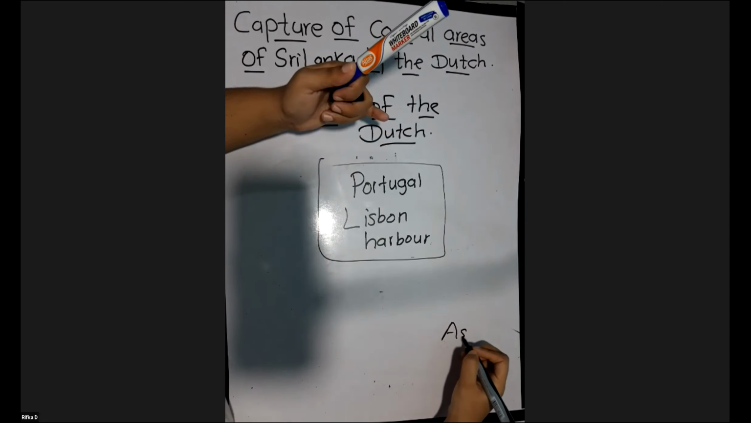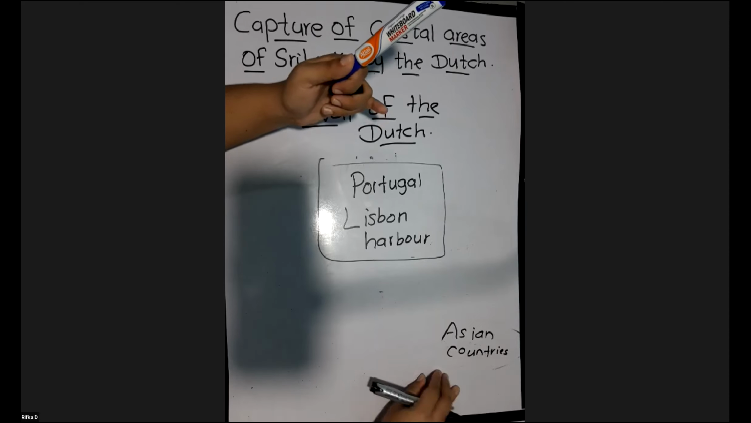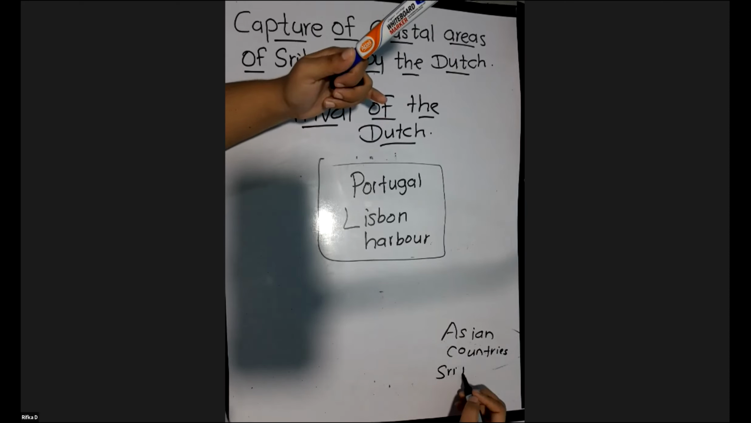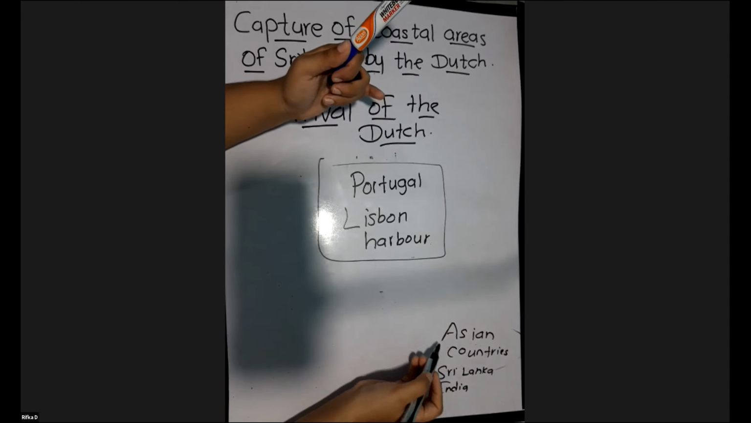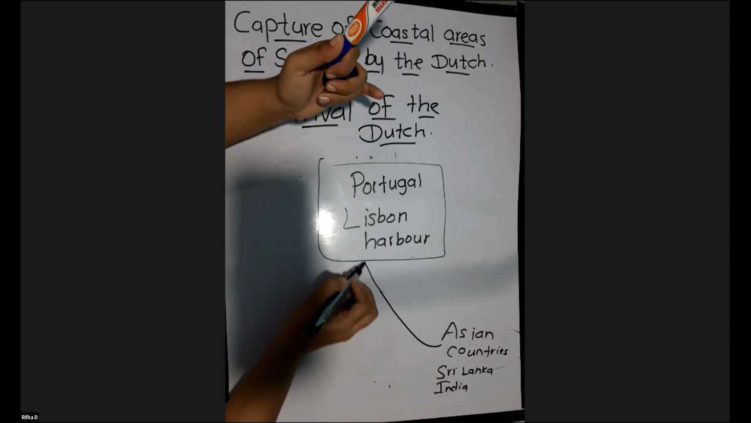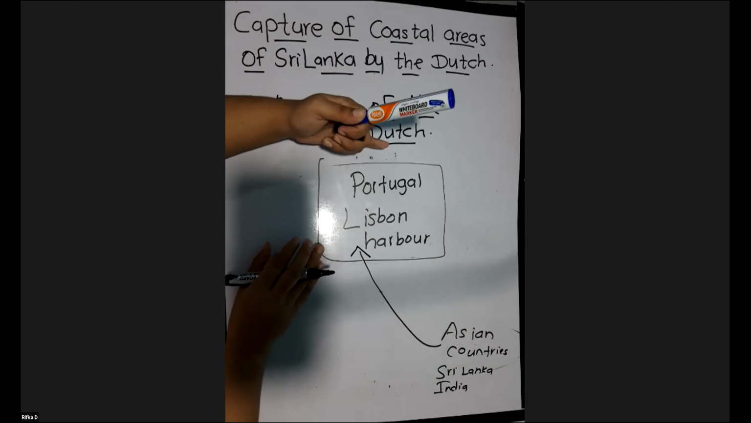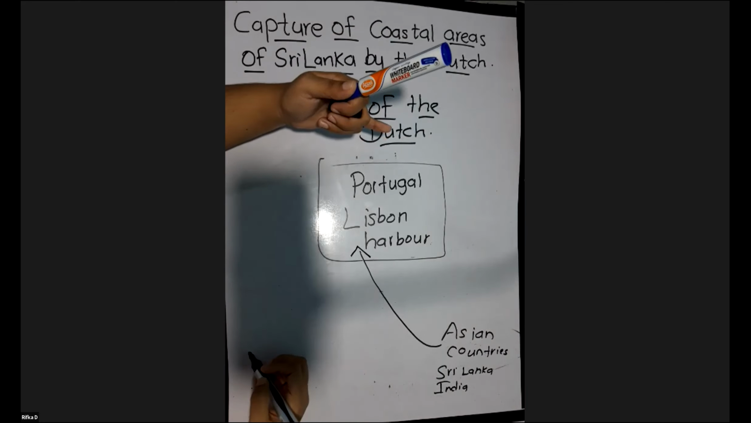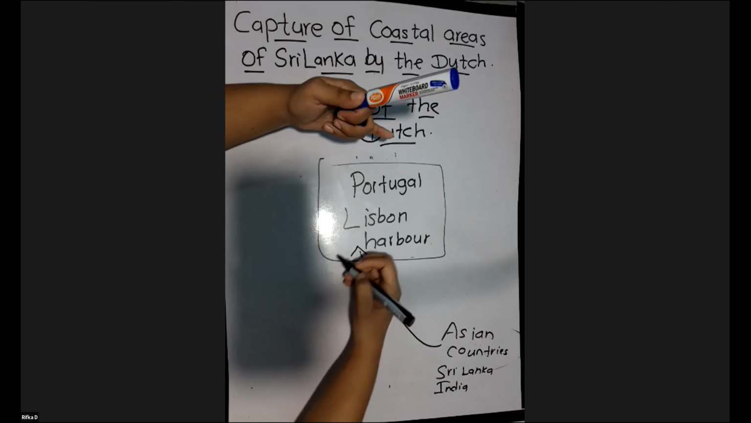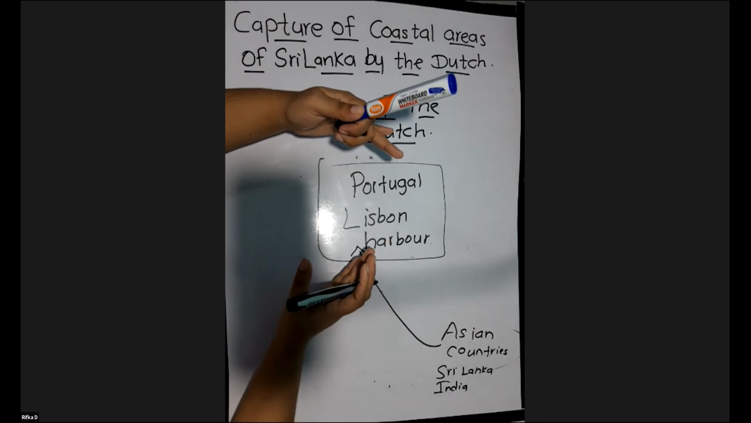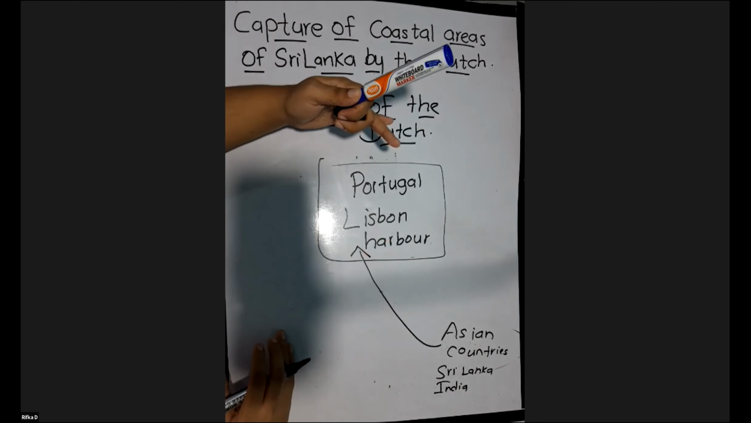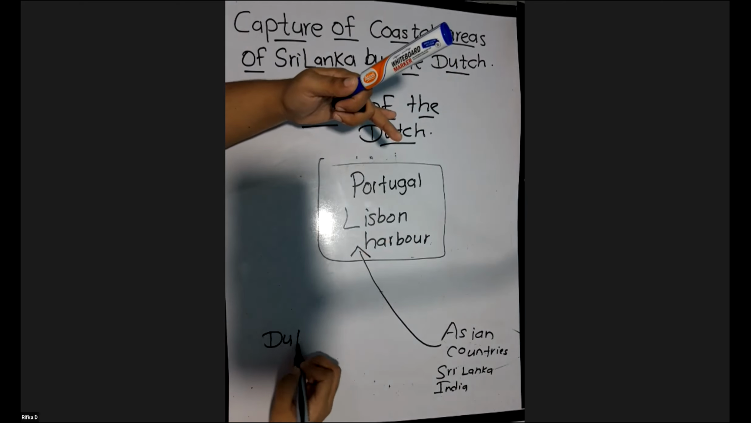Now here, let us say Asian countries are there. In the Asian countries, Sri Lanka and India are very rich in commodities, the spices. Whatever goods the Portuguese collect from the Asian countries, they bring to the Lisbon Harbor in Portugal. The other Western nations come to this Lisbon Harbor, collect the commodities, and take them back to their country. The Dutch were also doing this.